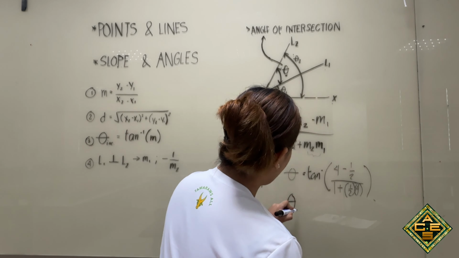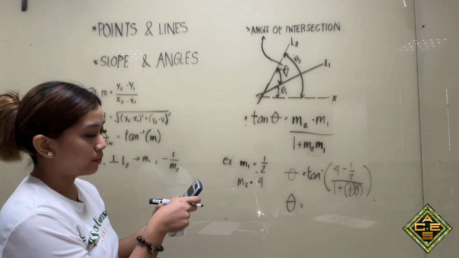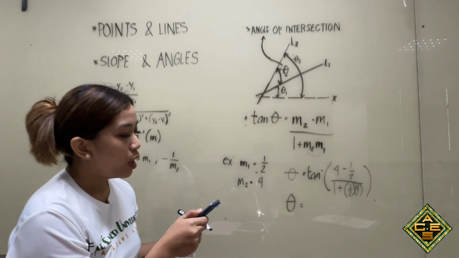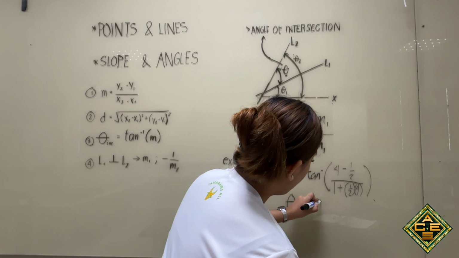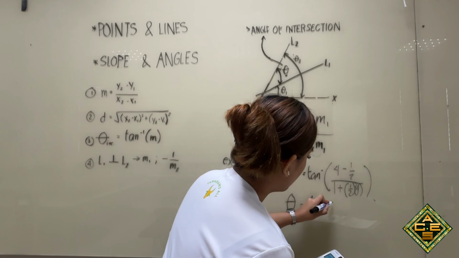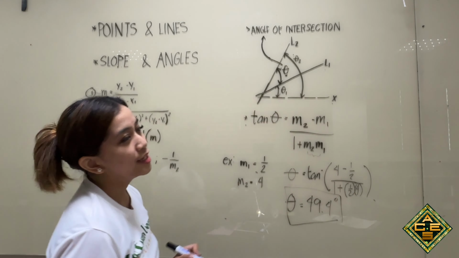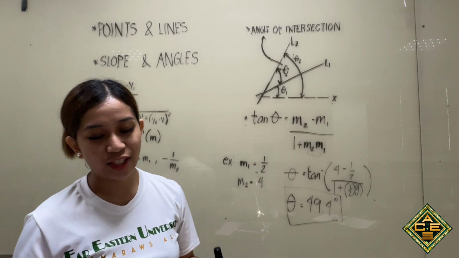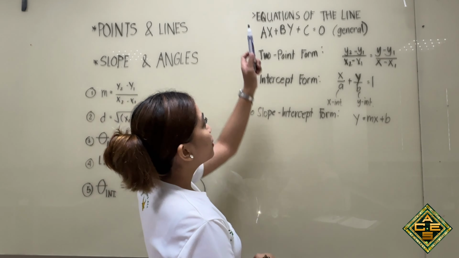So with that, we'll get the angle of intersection as 49.4. So we have an angle of intersection of 49.4 degrees. So that's the angle of intersection. Now we'll go to tackle the equations of the line.